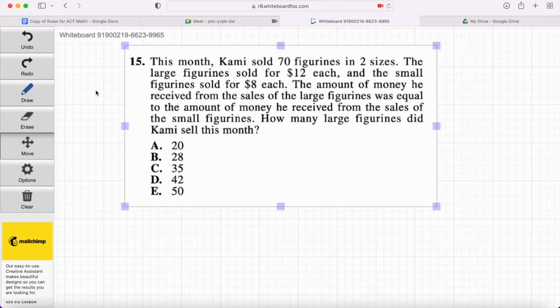All right, go ahead and read question number 15 for us, please. This month, Cami sold 70 figurines in two sizes. The large figurines sold for $12 each, and the small figurines sold for $8 each. The amount of money he received from the sales of the large figurines was equal to the amount of money he received from the sales of the small figurines. How many large figurines did Cami sell this month? Oh boy. That's a lot. So many words. A lot of stuff going on there, right?